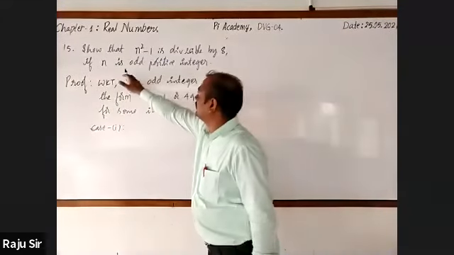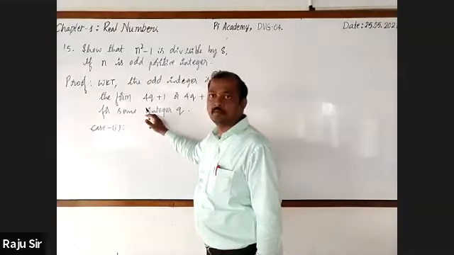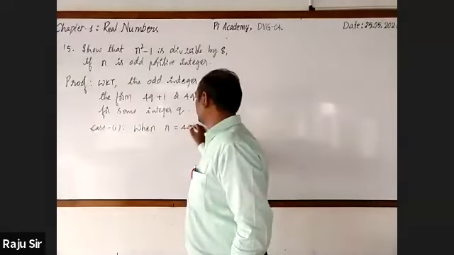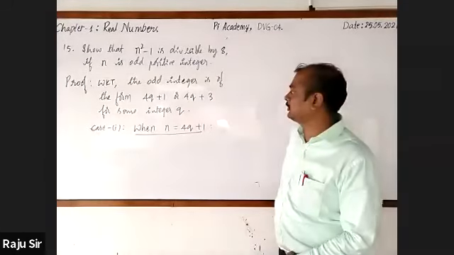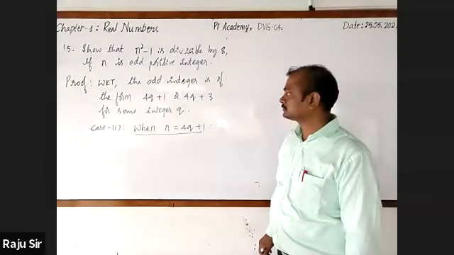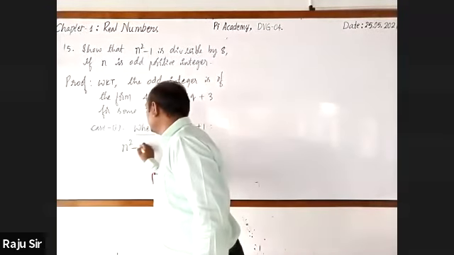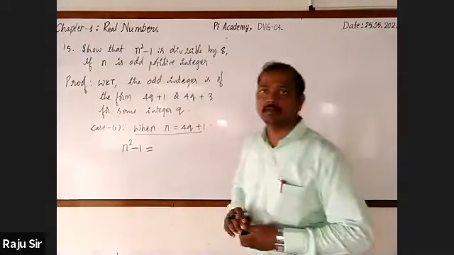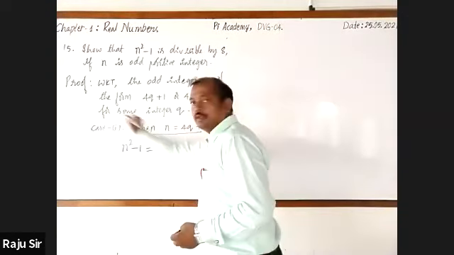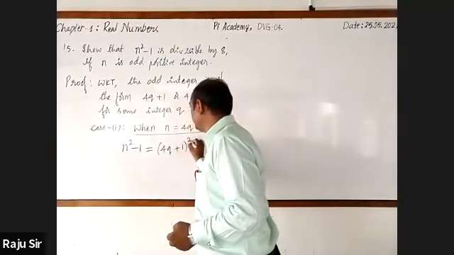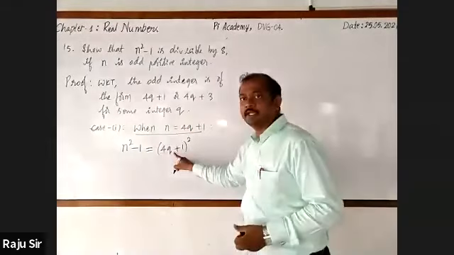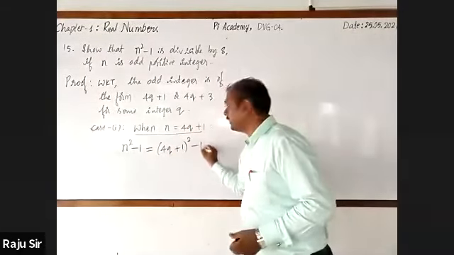That is, what is n? When n equals 4q plus 1. Now, let us find out n square minus 1. If I take 4q plus 1 in place of n, we can write it like this: (4q plus 1) whole square minus 1.